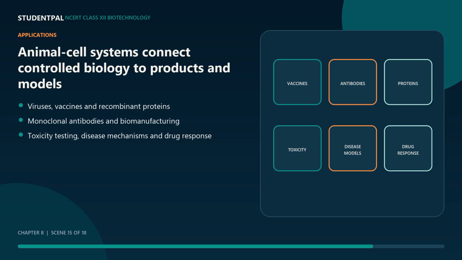Animal cell cultures support virus propagation and vaccine production, recombinant proteins and monoclonal antibodies, toxicity screening, drug testing and studies of cancer, infection, signaling and genetic disease. Production systems require a characterized cell substrate, controlled medium and process, monitoring of growth and product formation, and tests for identity, potency, purity, and safety.